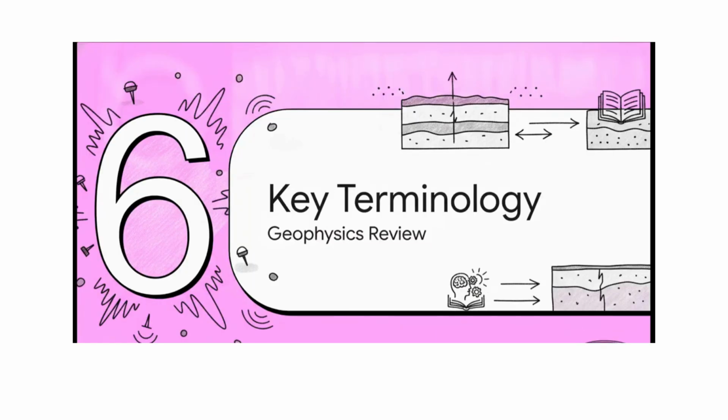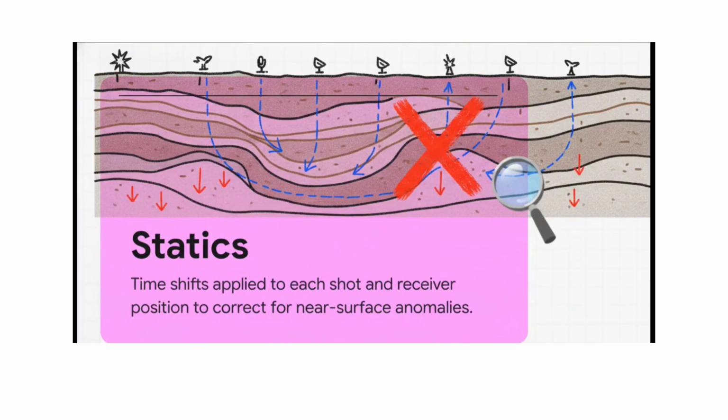Section 6. Key Geophysics Terminology. Let's kick off a rapid-fire review of the key terms to really solidify these concepts for your academic toolkit. First up, statics. This is simply applying vertical time shifts to each shot and receiver position. It's our baseline correction method that desperately tries and, honestly, in complex geology frequently fails to fix land seismic data by making the big assumption that wave paths just travel straight up and down.